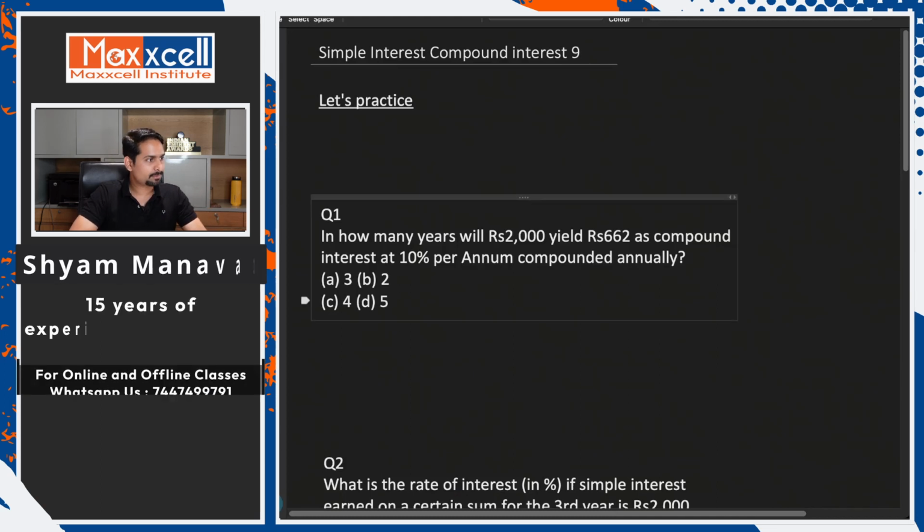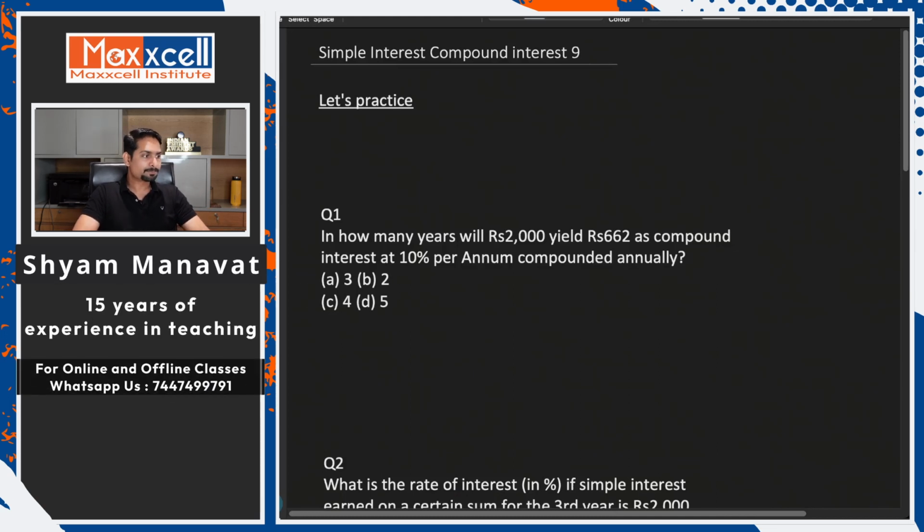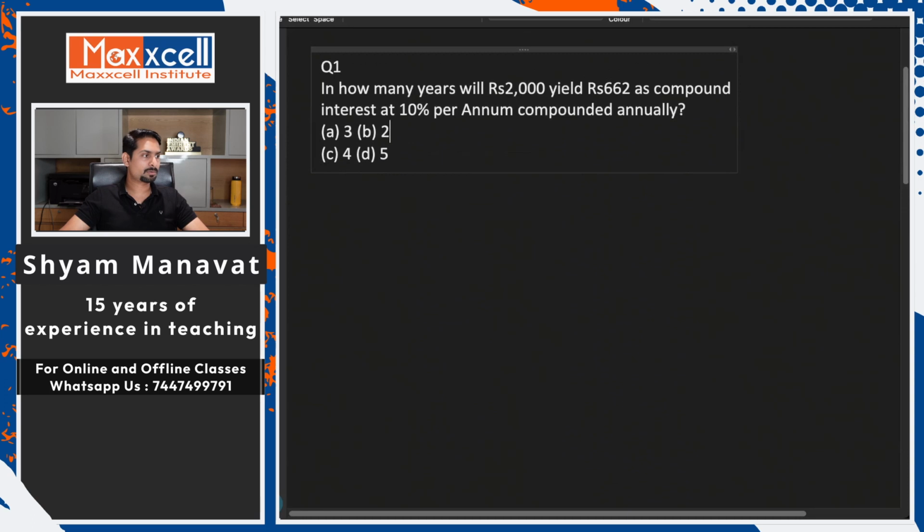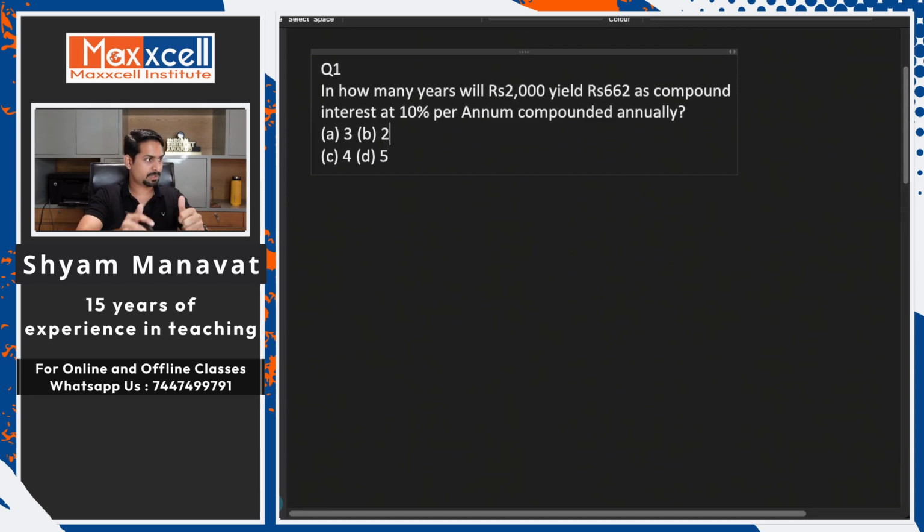In every practice set, I will only include 5 questions at a time so that your video length is smaller and you don't get bored. That way we'll have many practice sets. So this is the first practice set of simple interest and compound interest. I suggest everyone try it out. Pause this video and answer this question. Later, match the answer with my answer, or if you get any shorter way, you can definitely comment.